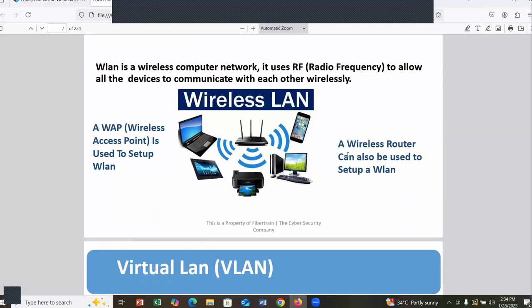Here it now says that a wireless router can also be used to set up a WLAN. So anytime you want to set up a WLAN, we can use a wireless router, or we use a WAP, which stands for wireless access point. It's either you have an access point or you have a wireless router. You can use all those to set up a WLAN.